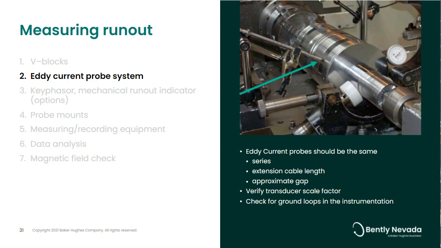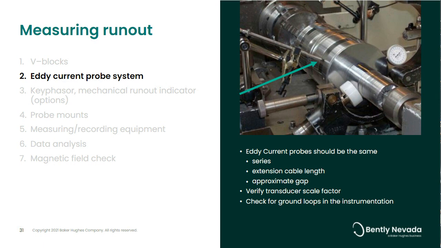In terms of the actual probe system used to measure runout, it's rarely practical to be able to use the exact same probes that are going to be used in the field. But at the very least, we do recommend that you use at least the same probe series. So from a Bently Nevada perspective, if 3300 XL probes are going to be used in the field for the XY measurements, we recommend using a 3300 XL probe in the shop as well when doing the runout measurements.